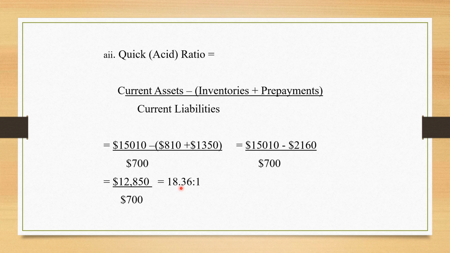current obligations without the use of inventories or prepayments which were already paid 18.36 times. Remember, both the current ratio and the quick or acid test ratio are measured in times. They are ratioed, so this one is measured 18.36 to 1.